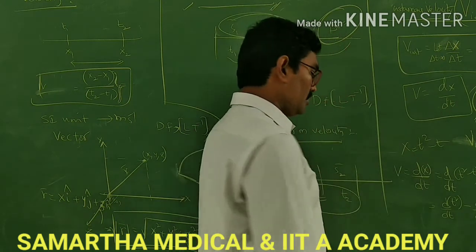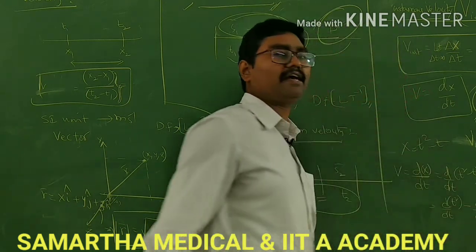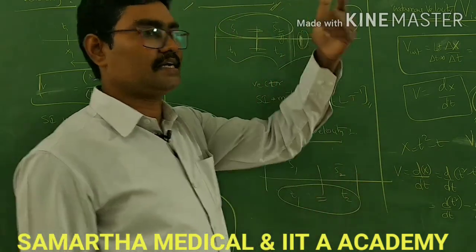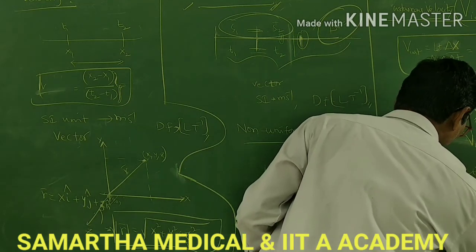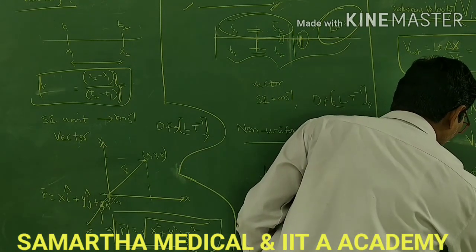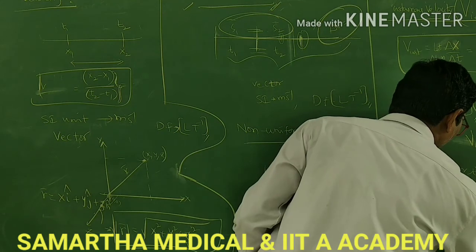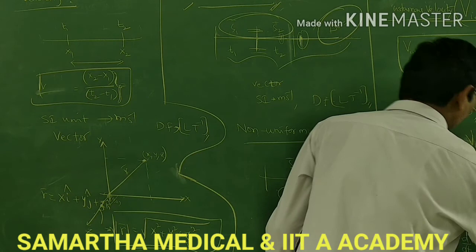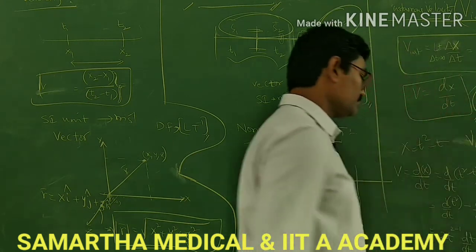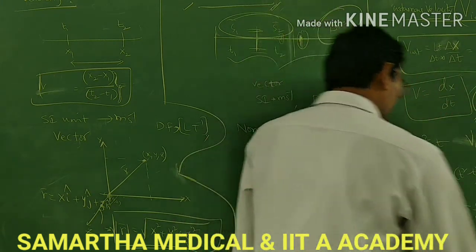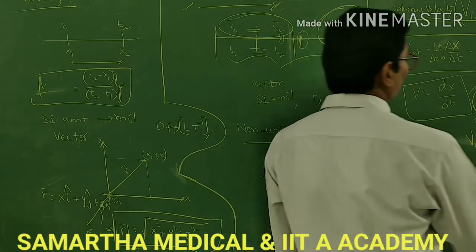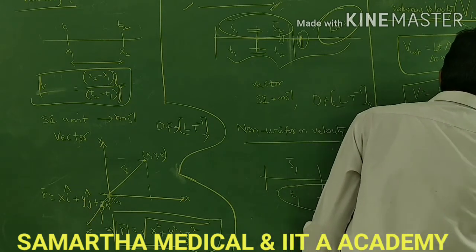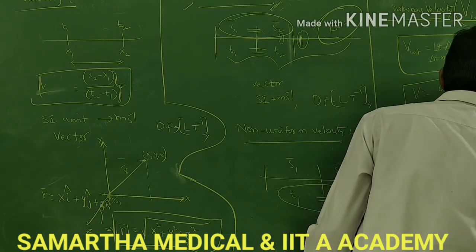It is just like the formula for d by dx of x power n, which is n into x power n minus 1. So here, 2 into t power 2 minus 1, into d by dt of t, which is 1, minus d by dt of t, which is also 1. So what will you get? 2t minus 1. That is the instantaneous velocity.